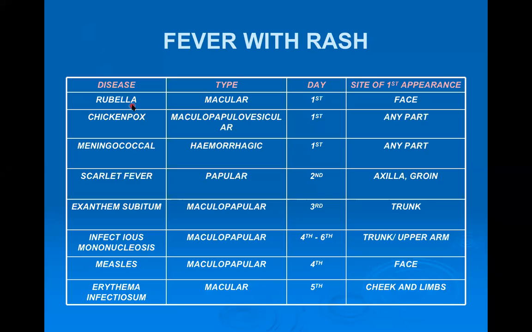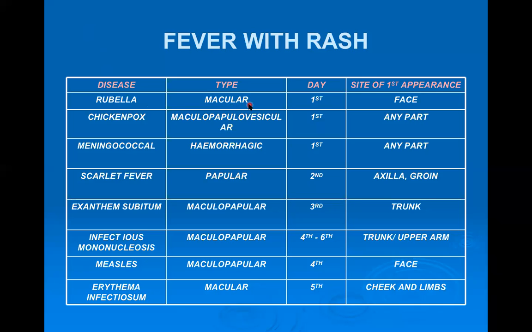Rubella is caused by rubella virus, which causes the disease known as rubella. The type of rash here is macular rash. Now, what do we mean by macules? These macules are discolored areas on the skin. Remember this? They are the discoloration on the skin.